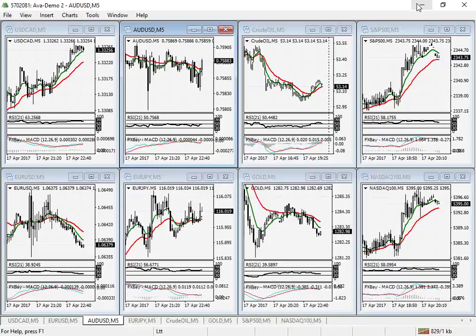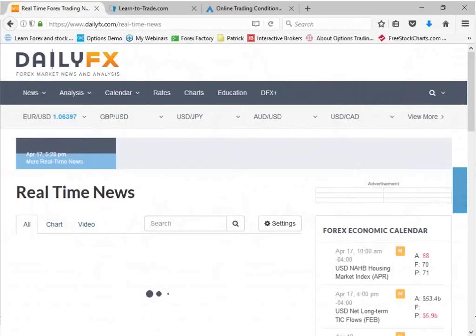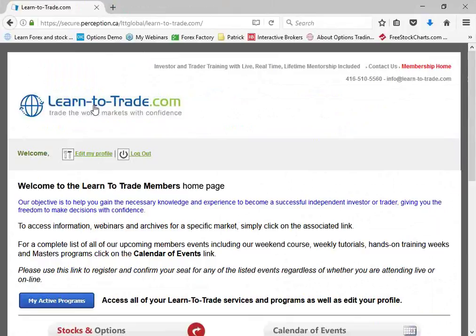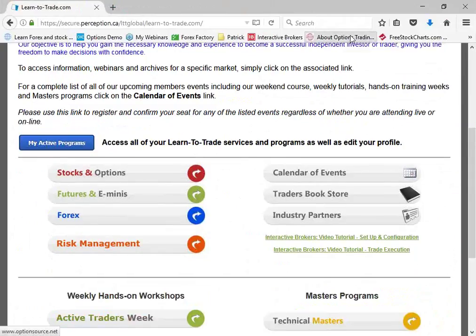So let's take a quick look at it. This is the software once you format it. So what I'm going to do is clean it up and show you the software you're going to get. So first thing is, how do we get the software? Well, you're going to go over to learn-to-trade.com. You're going to log into the member section, which is going to come to this page right here.